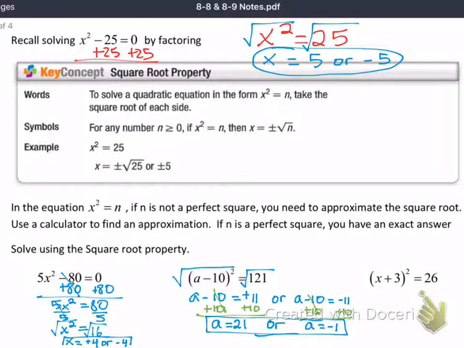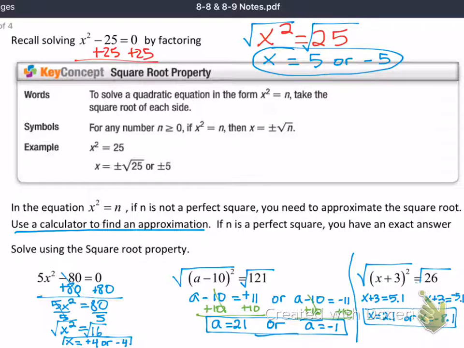This final example on the bottom right corner, if I square root both sides, I have x plus 3 is equal to the square root of 26. That doesn't work out nicely, so if you look up here, it says use a calculator to find an approximation. And the square root of 26 is approximately 5.1, so x plus 3 equals 5.1, and x plus 3 is equal to -5.1. And when you solve that, there you go.